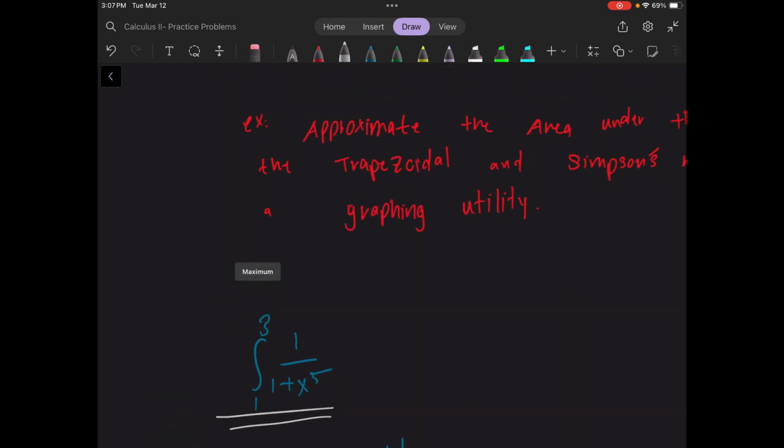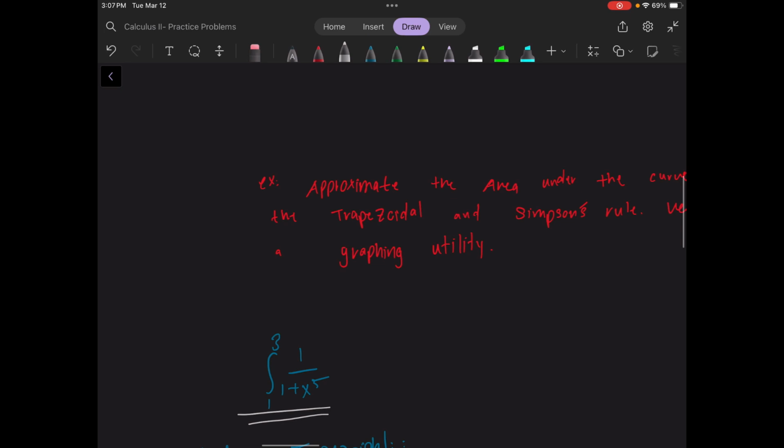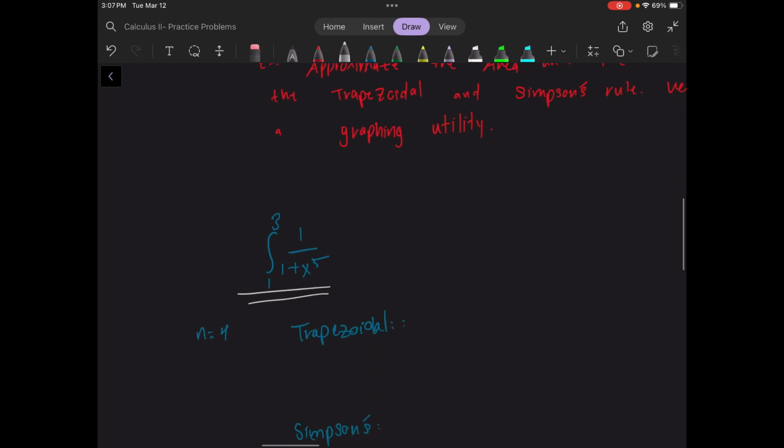So we have this integral, right? That would be a pretty tough integral to solve, but we can get a pretty good approximation of it quickly with the trapezoidal and Simpson's rule. So delta x, this is the width. I'm not going to bother drawing the region because you could draw it in your graphing calculator. We just have to pay attention that n is equal to 4.